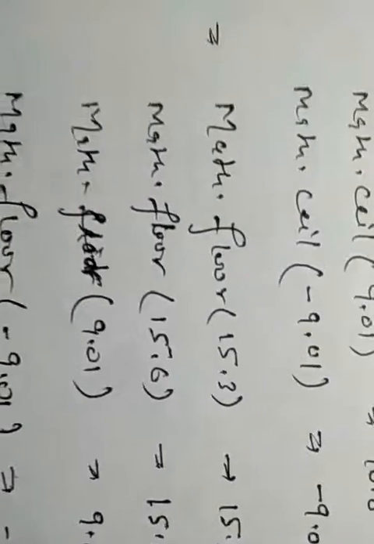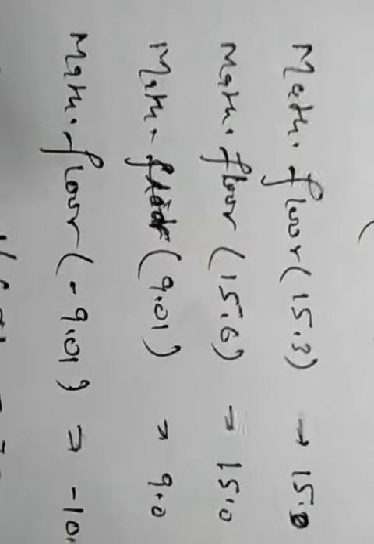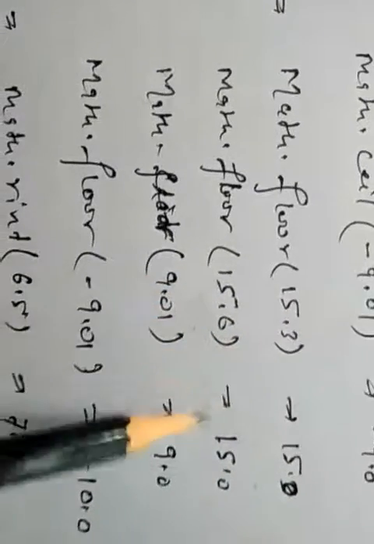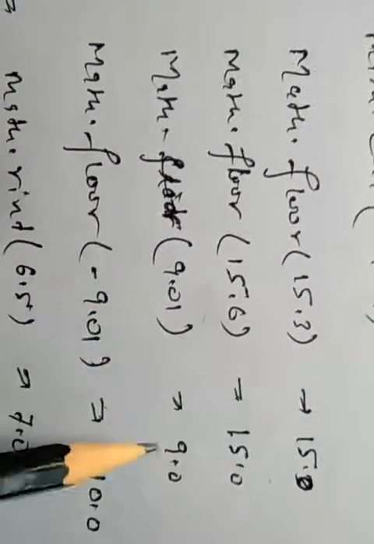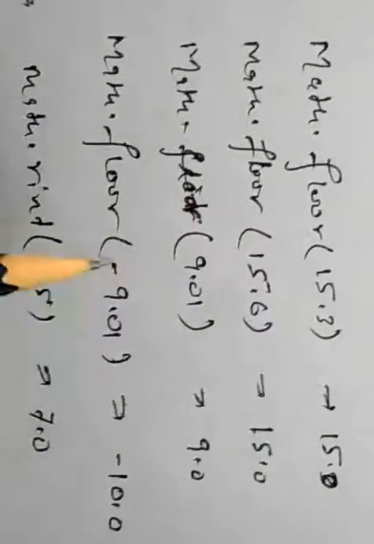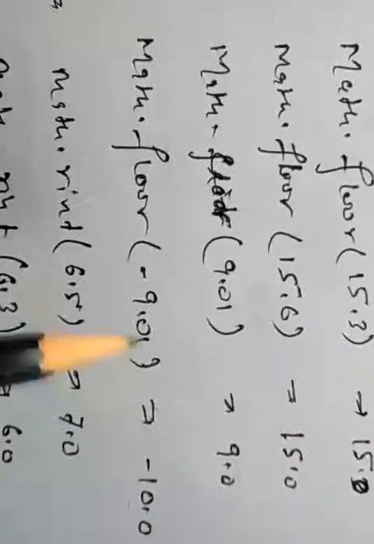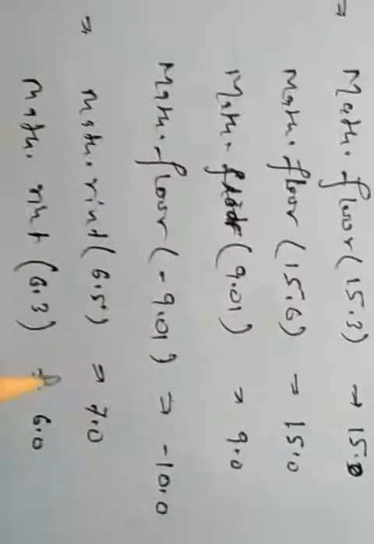Opposite of that, there is the function floor, which gives the downward value of a decimal value, and the answer will also come in double. So 15.3, then the answer will be 15.0, 15.6, then the answer will be 15.0, 9.01, then the answer will be 9.0, and minus 9.01, then the answer will be minus 10.0, because minus 10 is the lowest value between minus 9 and minus 10.